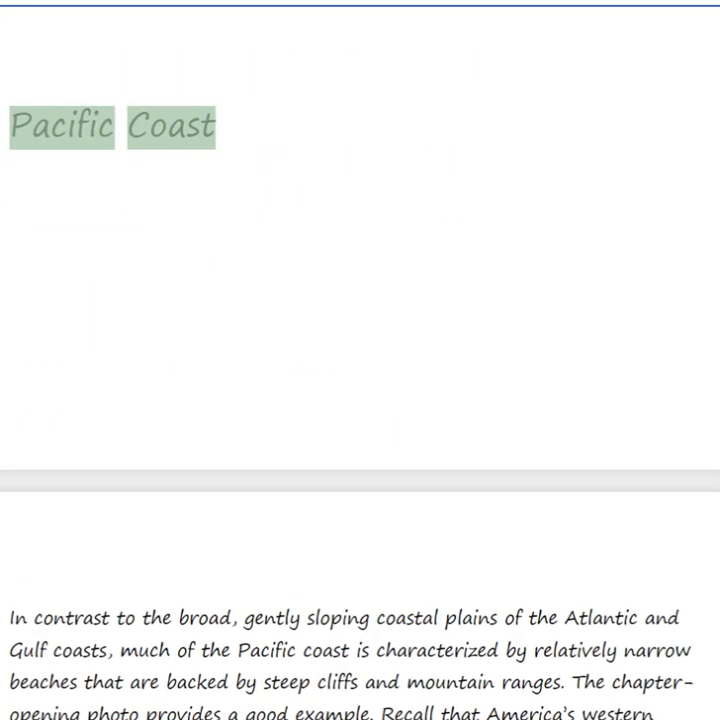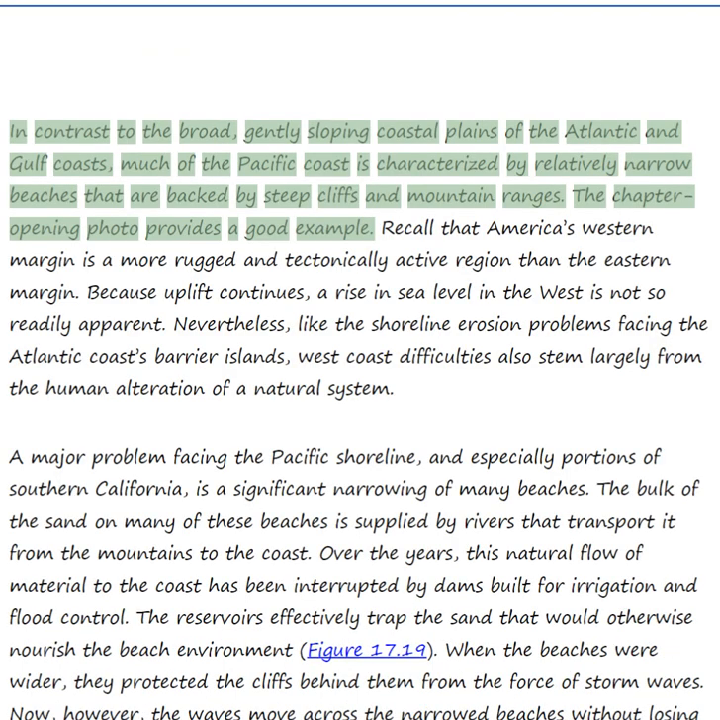Pacific Coast. In contrast to the broad, gently sloping coastal plains of the Atlantic and Gulf coasts, much of the Pacific coast is characterized by relatively narrow beaches that are backed by steep cliffs and mountain ranges. The chapter opening photo provides a good example.